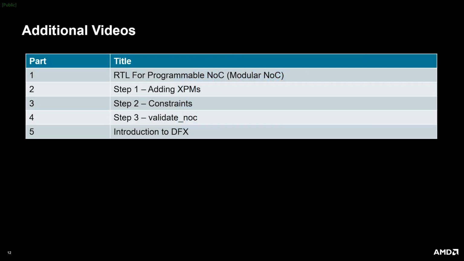Now that you have an overview of the modular NOC solution, let's go over the rest of the videos in this series. The next 3 videos will walk you through adding the modular NOC to a design one step at a time. First, we'll add the XPMs to the RTL, followed by editing the constraints file, and finally running the validate NOC command. Each of these will contain a demonstration showing each step in detail on an example design.